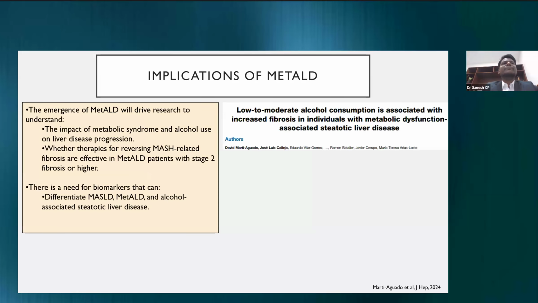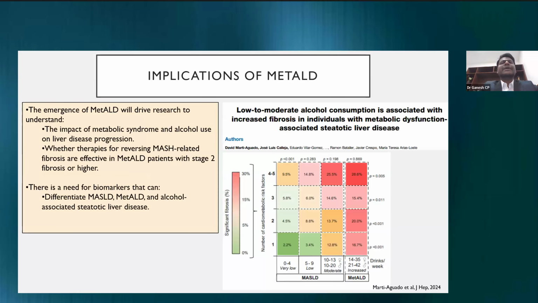So what is the implication of MetALD? As I said, MetALD is a patient who is consuming alcohol between 30 to 60 grams per day, plus has metabolic dysfunction along with fat in the liver. The emergence of MetALD will drive us to understand the impact of metabolic syndrome on ongoing alcohol use in the patient. For example, a patient has alcohol use disorder, and how will metabolic syndrome impact his disease progression? Also, whether the therapies for reversing MASH-related fibrosis are effective in MetALD patients with stage 2 fibrosis. For example, there are so many therapies available for MASLD right now.